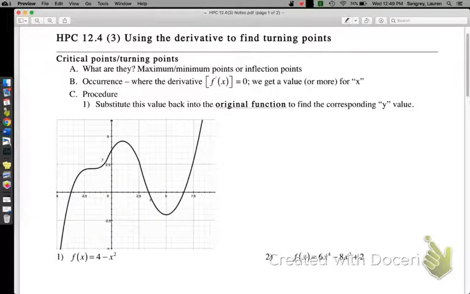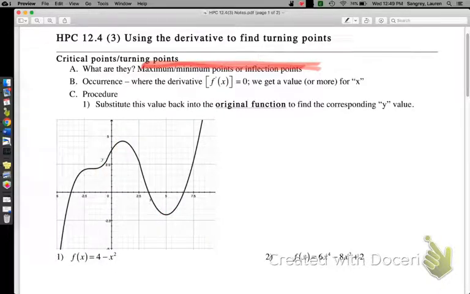First of all, they would be any max or mins or inflection points. So if we look at this graph, I see a max up here, a min down here, and I see an inflection point in there. So those are what we consider the turning points, and that's what we're going to be focusing on.